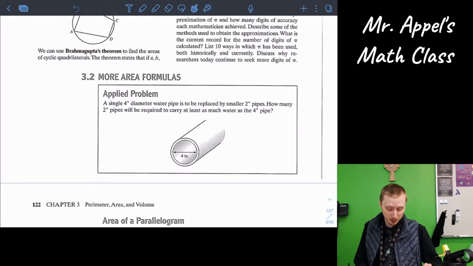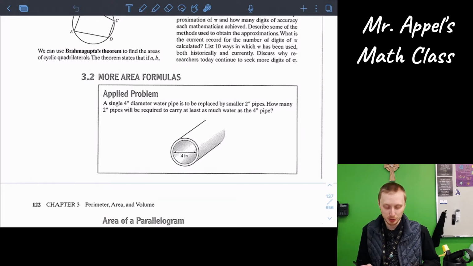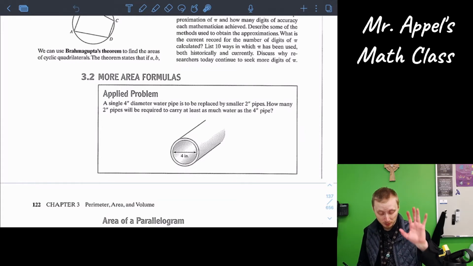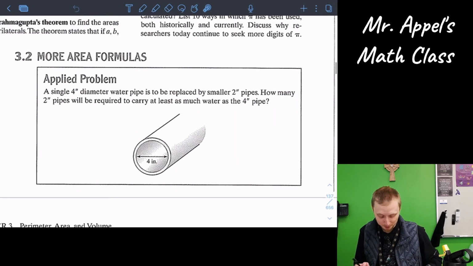Today's section is 3.2 from College Geometry, a Problem-Solving Approach. This is more area formulas. The rectangles and triangles are not going to be enough for us. For example, take a look at this guy.